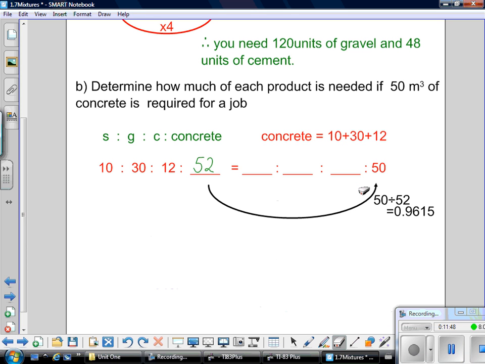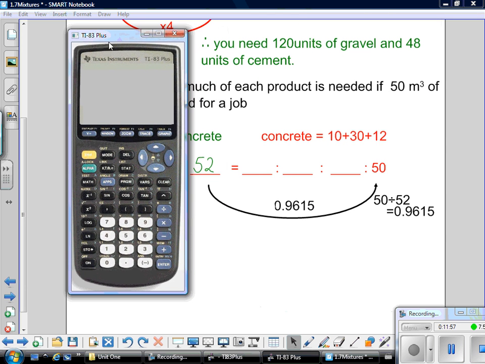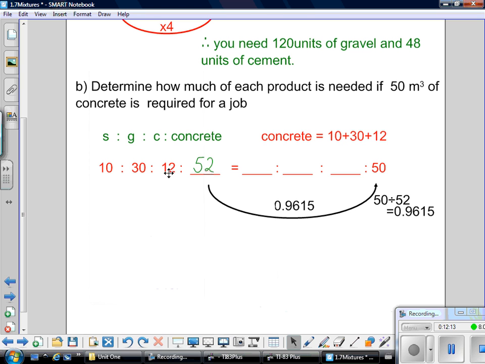So what I need to do then is 52 times that number gives me 50. And let's just make sure that I did that correctly. So I'm saying that if I take 52 and I multiply it by the decimal 0.9615, I get 50. And if you notice that, we'll round to 50. So that's correct. So I can do the exact same thing to these other items.